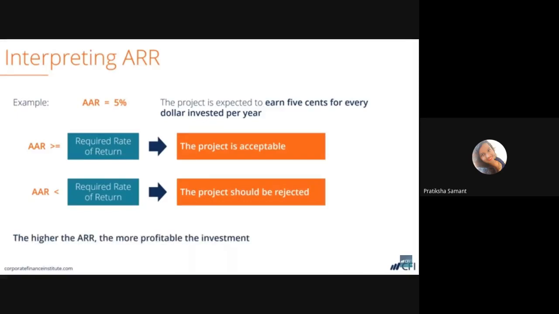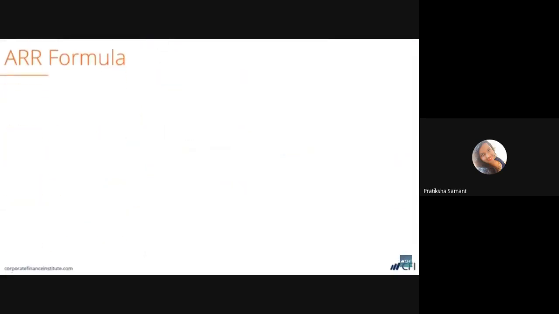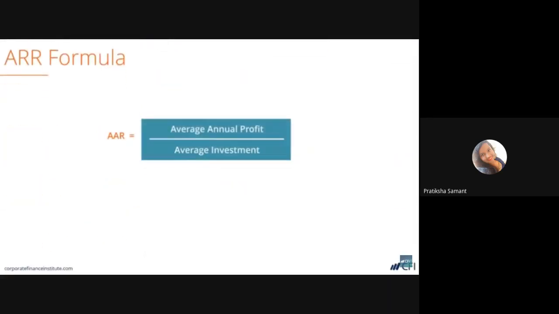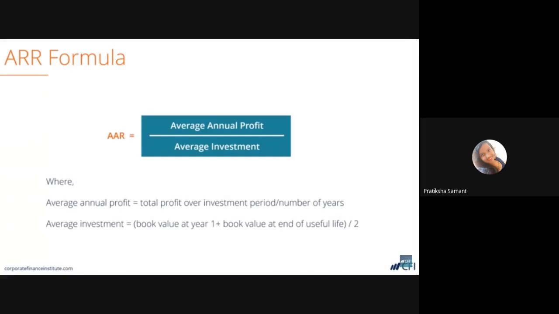The higher it is, the more profitable the investment is, but it may also mean that the investment is riskier. So it's not exactly clear that the highest ARR is the best, but it does mean that it's a very high returning project. Let's look at the formula. The formula is equal to the average annual profit divided by the average investment.